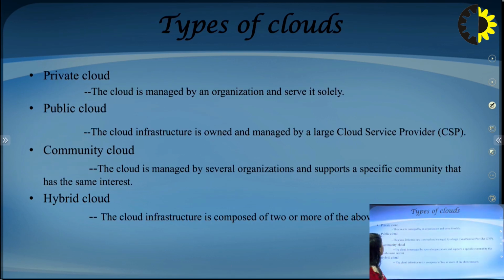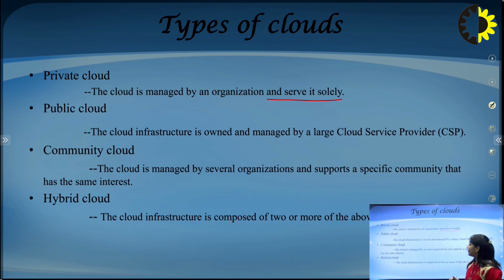Types of cloud: we already know there are 4 types of cloud: private cloud, public cloud, community cloud, and hybrid cloud. So there are different ways in which we can deploy the cloud services. A private cloud is managed by an organization and serves it solely. It means a single organization deploys its cloud on campus, and those services are availed by its employees or internal users.